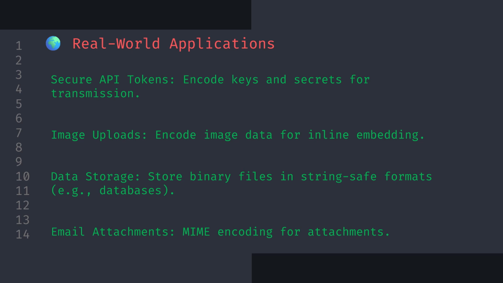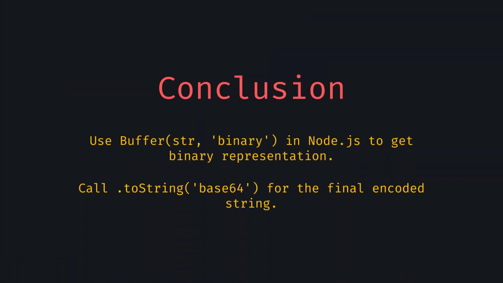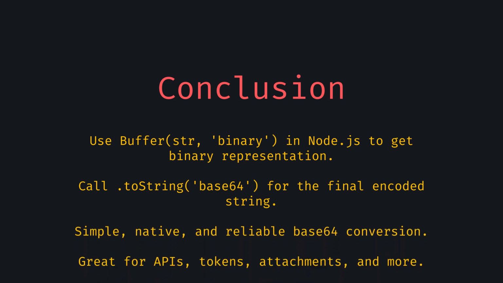Let's review the key takeaways. That's how you create base64 encoded strings in JavaScript using Node.js. With just one line of code, you can transform any string into a safe, shareable format.